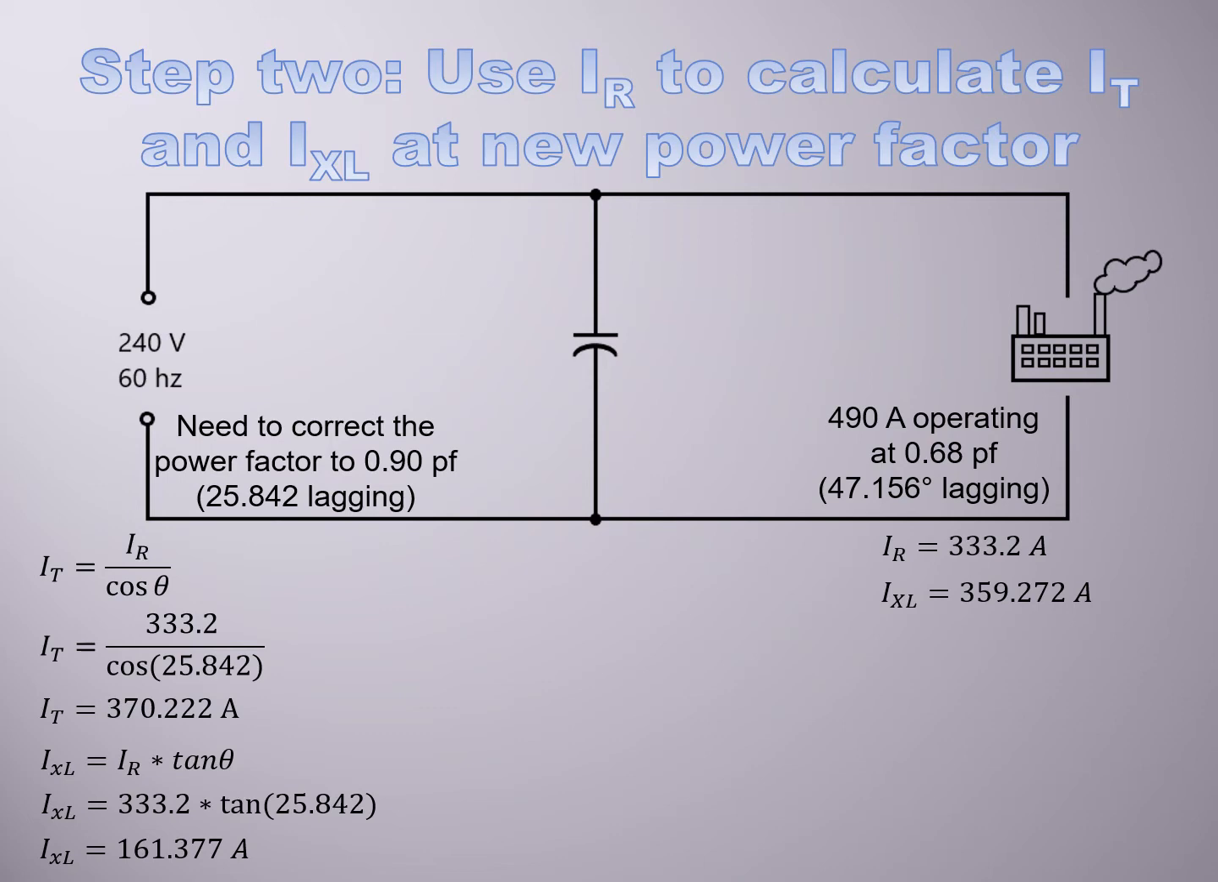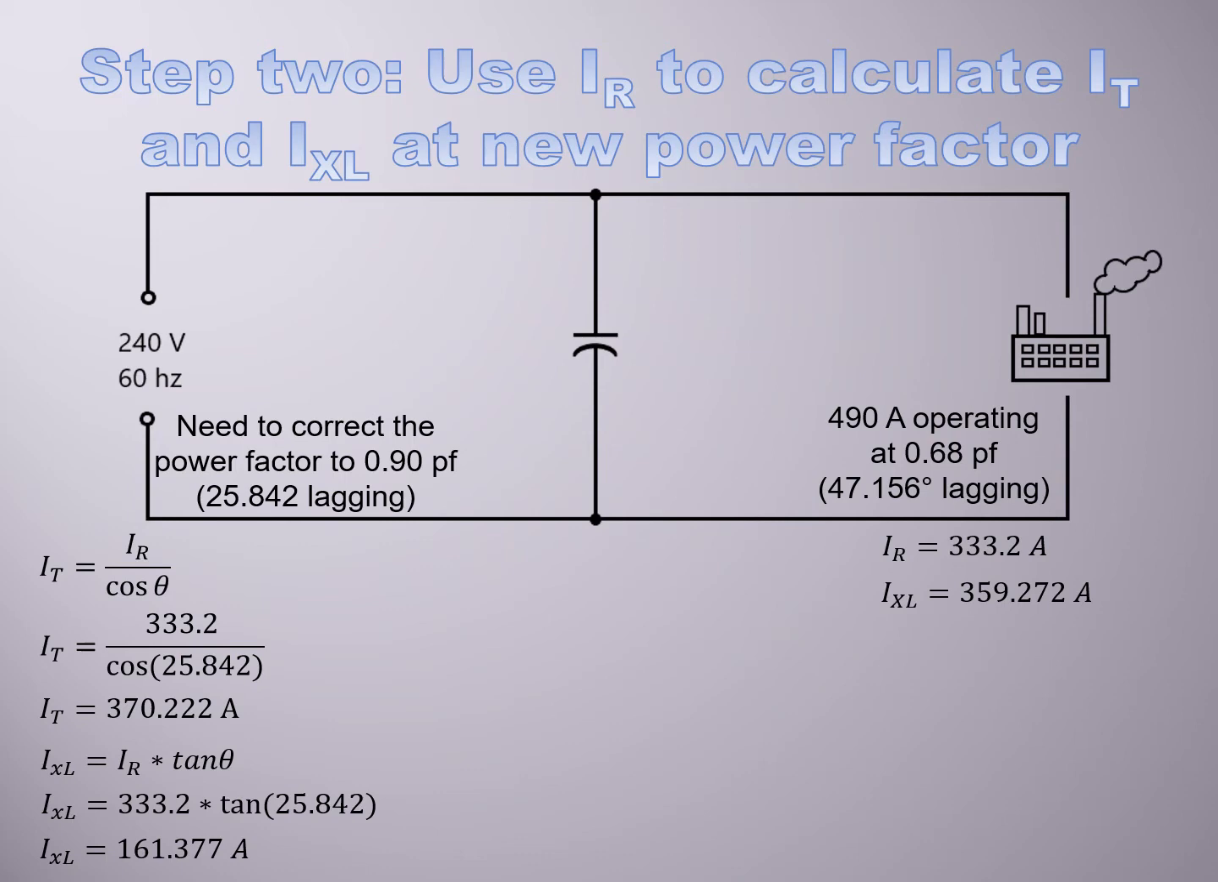In order to figure out what my new total ampacity should look like, I take my resistive ampacity and divide it by the cosine of the angle, which gives me a total new ampacity of 370.222 amps, which, if I compare it to my original ampacity, I have nearly 120 amps savings by doing a power factor correction.